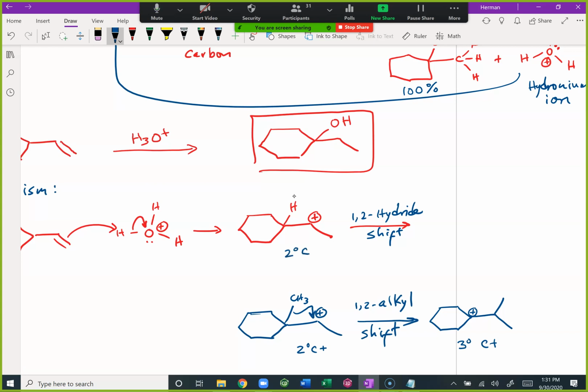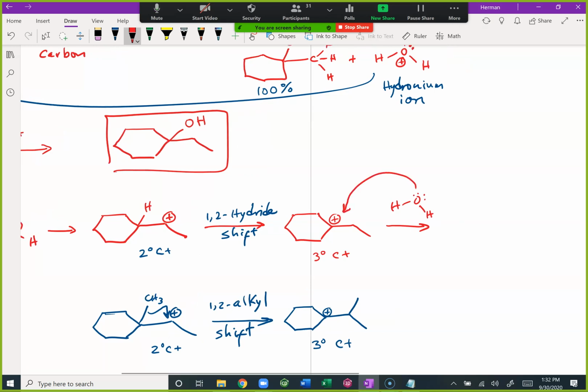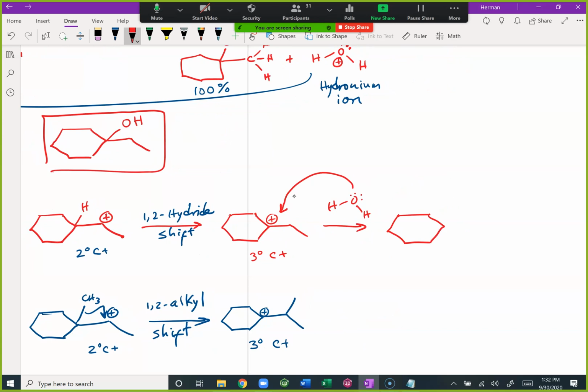Here is secondary. But when it does the shift, the H jumps here and the plus goes there. So all that now you have a CH3, CH2, tertiary carbocation. All right. So now when your water comes and attacks, you've made the tertiary alcohol. Well, this one still has an H, an extra H that you have to take care of.